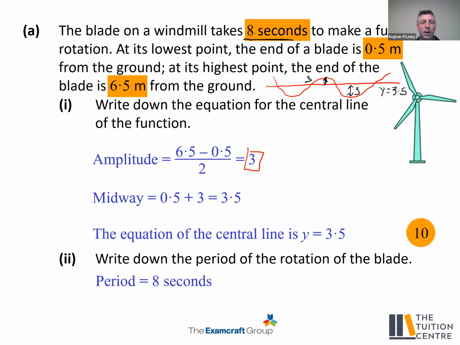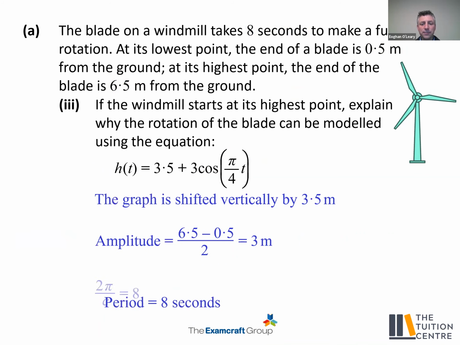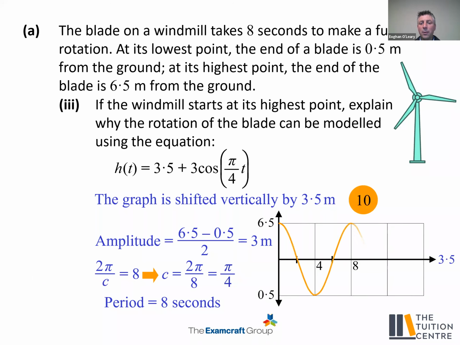So easy once you know how, but I can understand sometimes students find it a bit complicated. If the windmill starts at the highest point, explain why the rotation of the blade could be modeled using this equation: h of t, h for height, equals 3.5 plus 3 cos pi over 4 t. If I just click on here for a moment until I get to my graph, okay, and I go back to the explanation now.